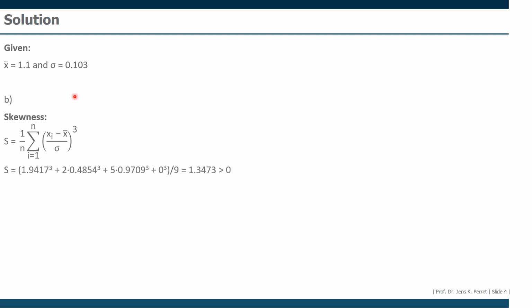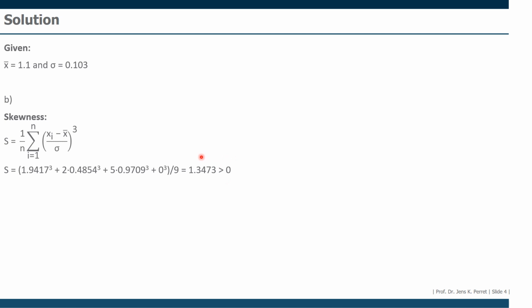If I'm doing this here, again, some of the values exist more than once. So I get, for the first part, this more or less standardized value of 1.9417. That's everything here in the brackets, and then to the power of 3. Doing this for the second, third and fourth part, because there are only 4 different values in the data set. Adding all of this up, dividing this by 9 for the 9 observations, giving me a skewness of 1.3473, which is larger than 0.